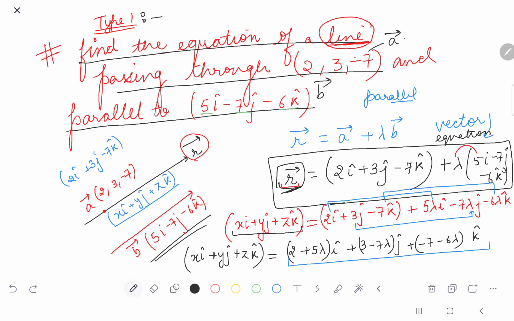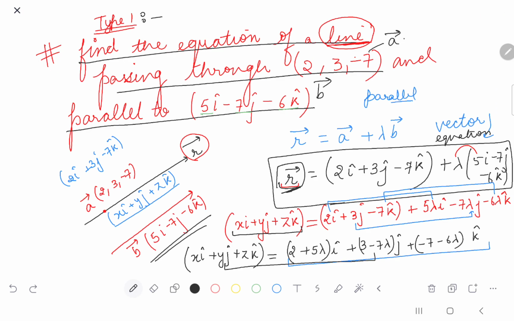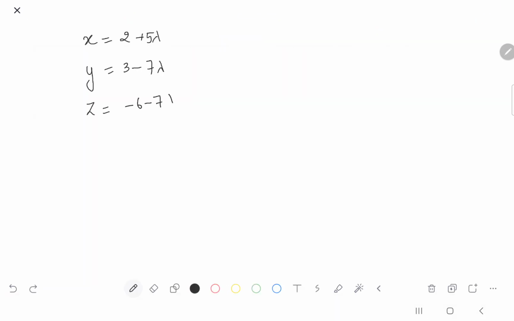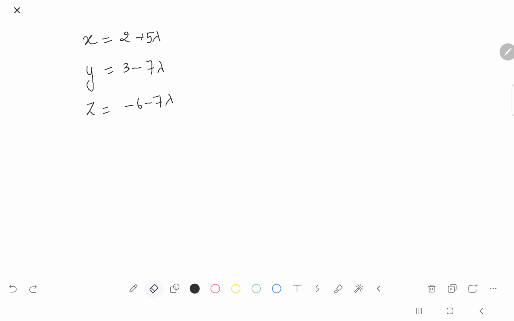So this is the concept. Now, how do you equate it? You will say that x shall be equal to 2 plus 5 lambda. Then y shall be equal to 3 minus 7 lambda. And z shall be equal to minus 7 minus 6 lambda. Sorry, if I'm not wrong, it is minus 7 minus 6 lambda. Yes or no?